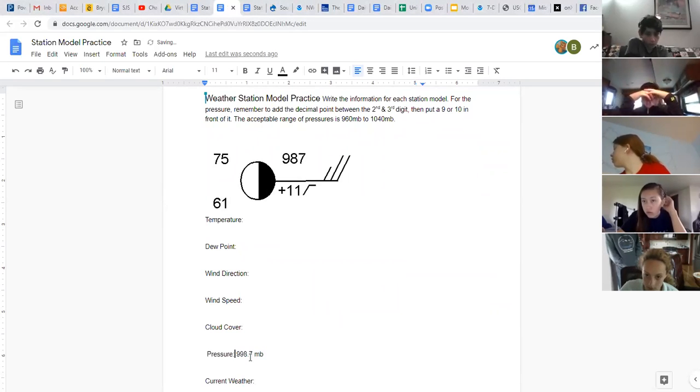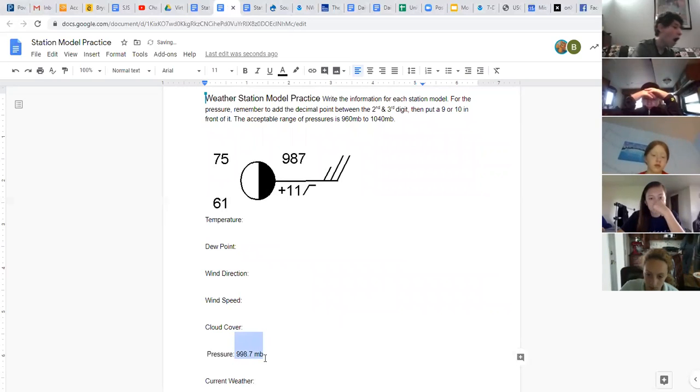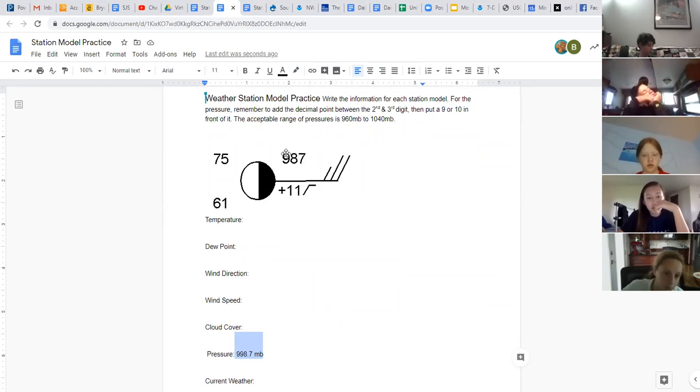Again, back to pressure. Station models try to cram as much information as possible onto them with as little clutter. So that's why we're only going with the last 3 digits in the pressure reading.